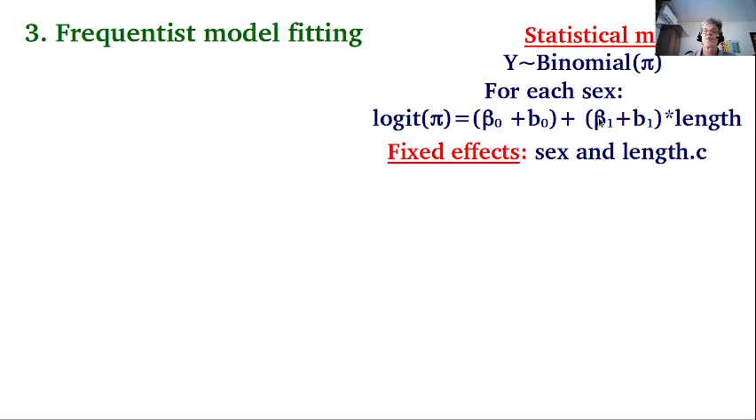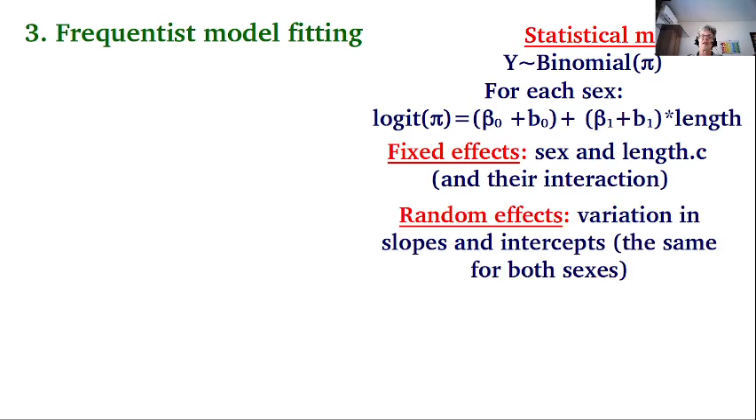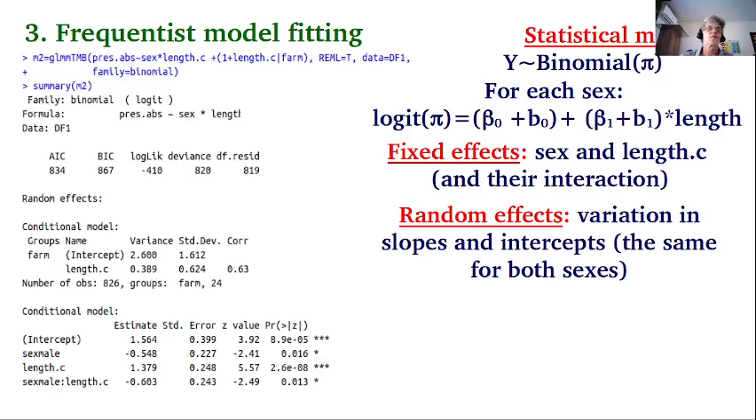So we fit the model. The fixed effects are going to be sex and length and their interaction, and the random effects are going to be the variations of slopes and intercept that are assumed to be the same for both sexes. This variation will be across farms. So the fitted model is the presence-absence binary response variable, sex and length, both as single effects and their interaction. These are the fixed effects variables, and here we have the random effect variables defined by the categorical variable farm.